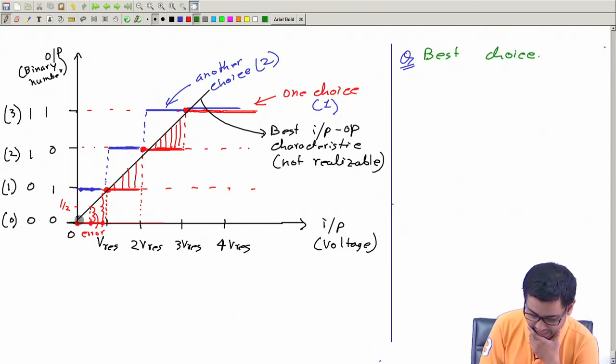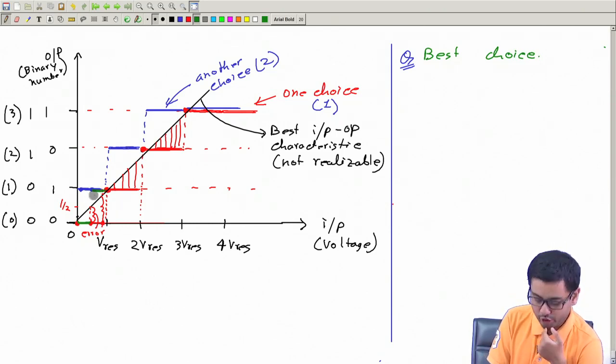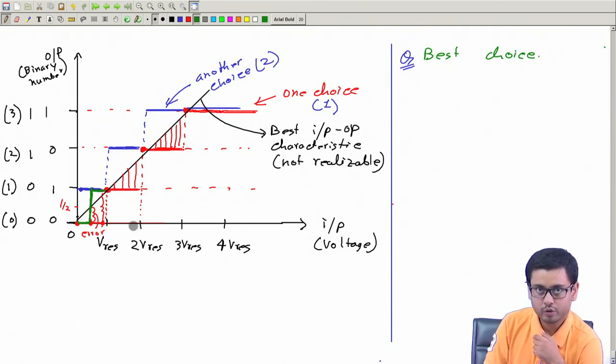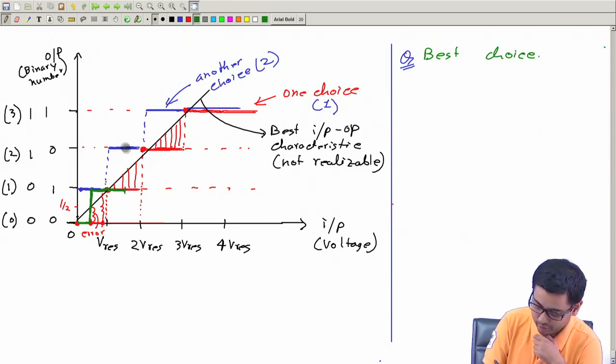I will demand that for input between 0 and half V res, the output should be 0. So, that curve will be 0 here, and for input above half and less than 1, the output will be 1, because above 0.5 is close to 1. We will have a step jump here. Similarly, if the input is between 1 and 2 times the resolution, then if it is less than 1.5, I will demand the output to be 1, because it is close to 1 compared to 2, and if the input is above 1.5, I will demand the output to be 2, and I will have a step jump here.